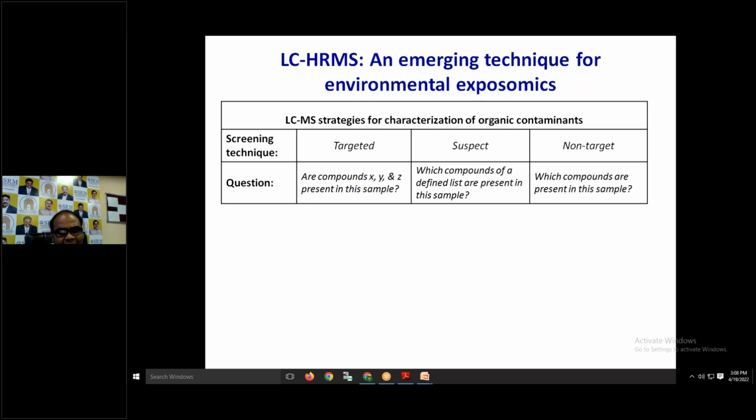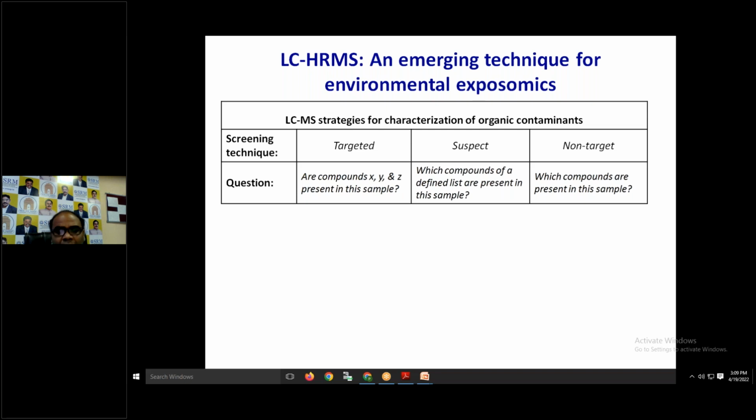Next, as you can see here, is the suspect method. In the suspect method, which compounds of a defined list are present in this sample? You need to characterize it because we don't know what is present, and we need to identify their presence. We are suspecting what may be present.